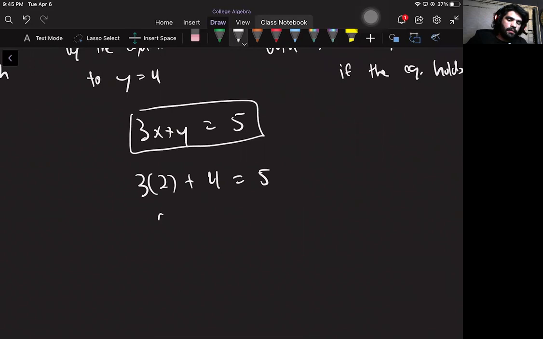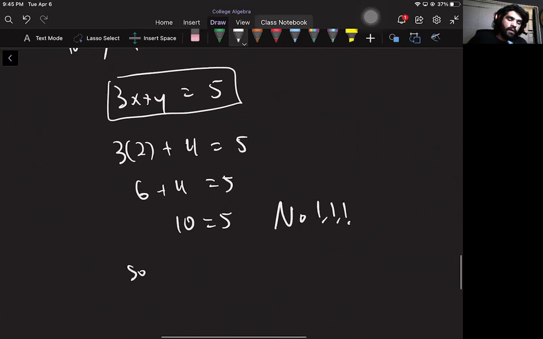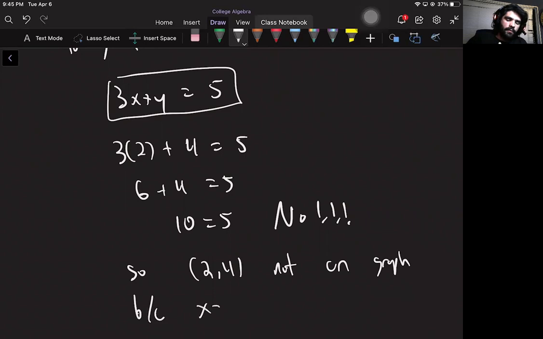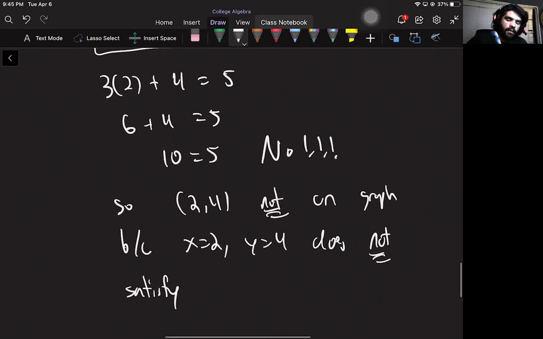So I get that 6 plus 4. Does that equal 5? Does 10 equal 5? No. So that tells me exactly what I want to know, that 2 comma 4 is not on the graph because x equals 2, y equals 4 does not satisfy. There's one way to say it, does not satisfy the equation. And that's all there is to that. Okay.